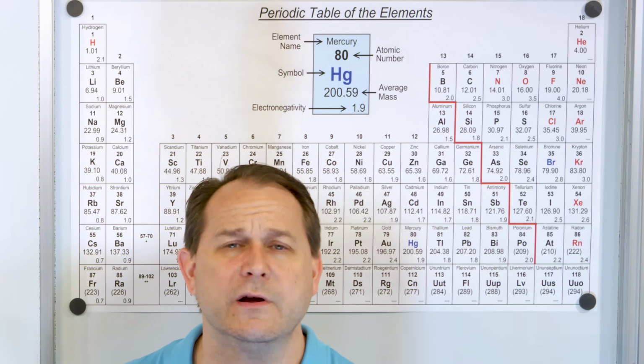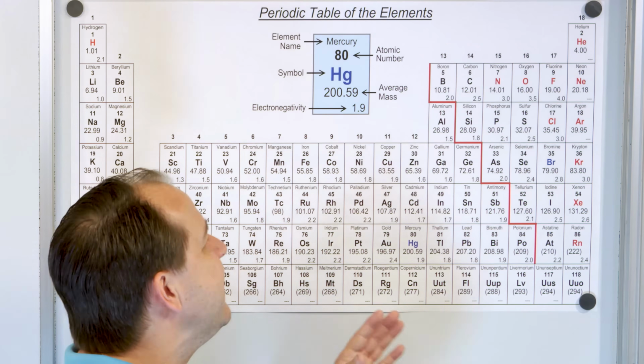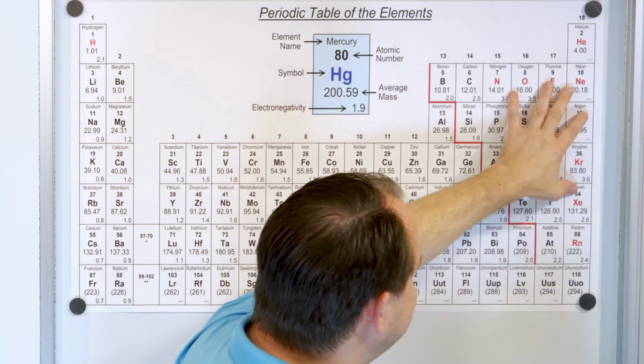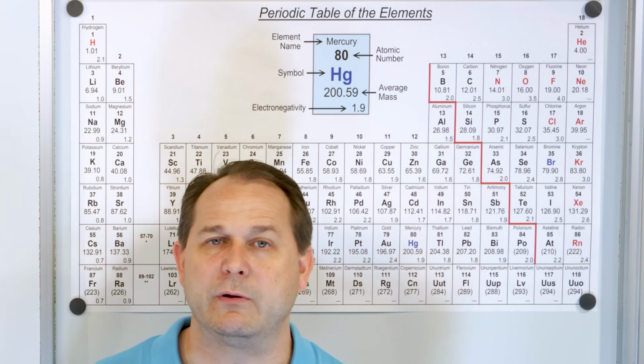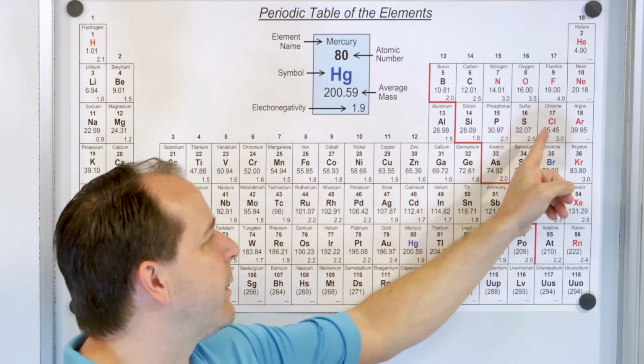Now I'm going to write that down, but before I do write it down, the other class is if you have something from the left-hand side of the periodic table bonding with the right-hand side of the periodic table, we call that an ionic bond. The best example of that is table salt. Sodium chloride is something from the left and something from the right.